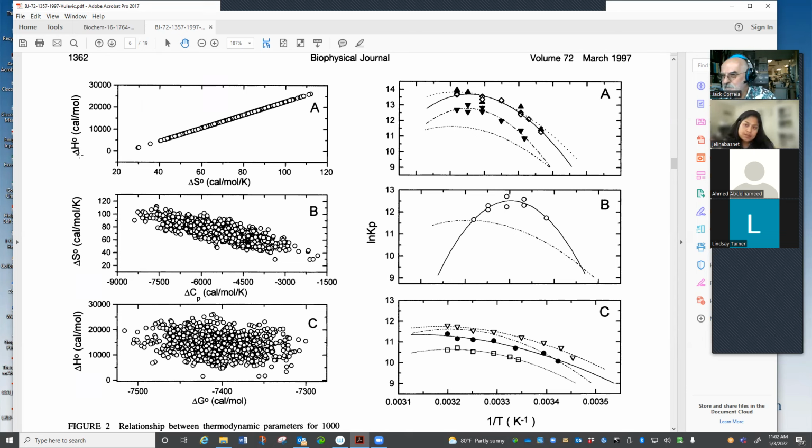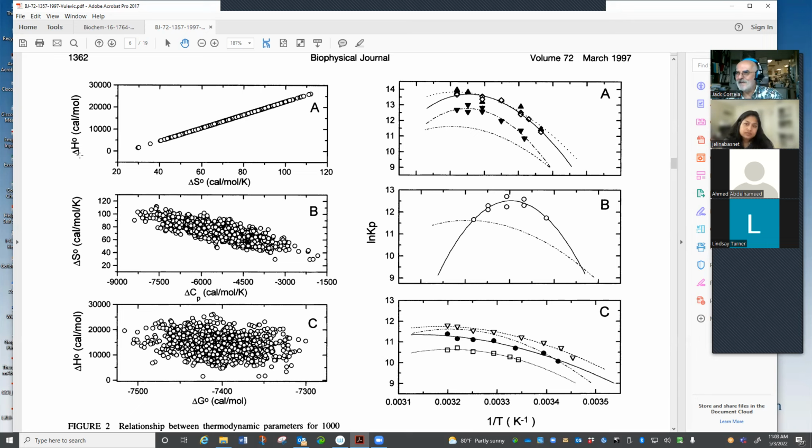Okay, so how do you analyze the data? Remember what you do in a van 't Hoff plot. Think about it. You plot ln K, which is actually a measure of delta G, and you get a slope. The slope gives you the enthalpy. Then where do you get the entropy? You plug into the free energy equation: with the free energy from the K and the enthalpy, you get the entropy. So the entropy is determined by the enthalpy. So they're necessarily correlated. They're perfectly correlated because that's where it comes from.